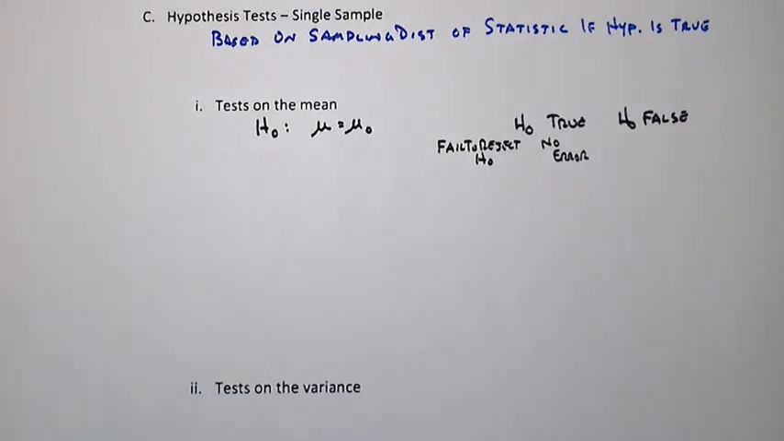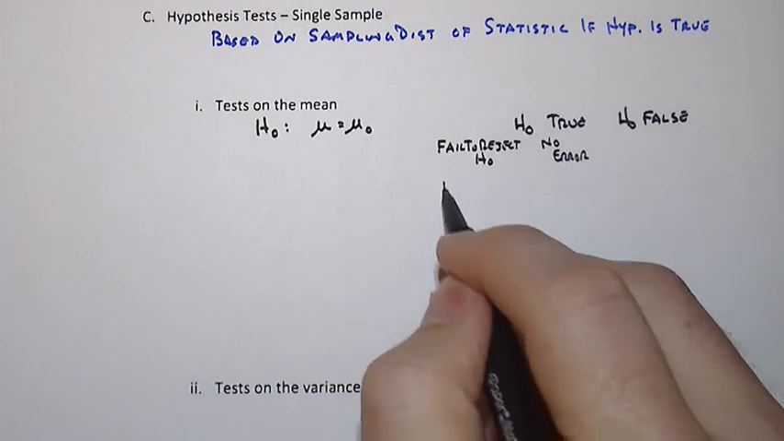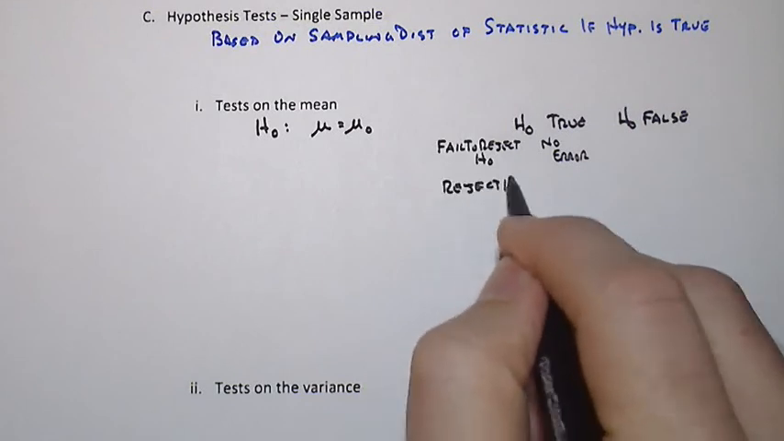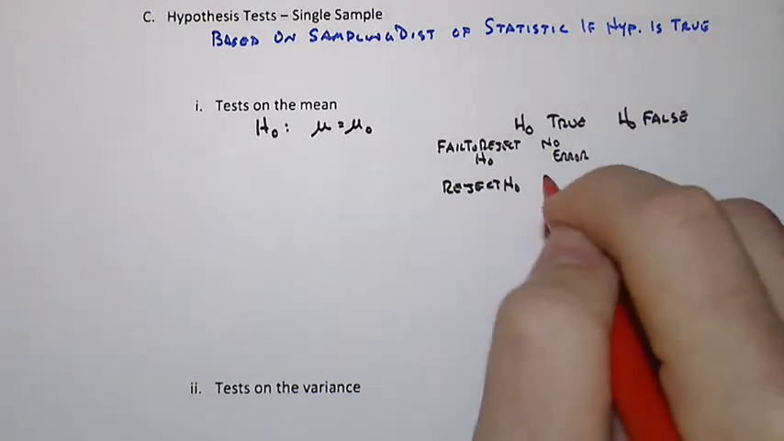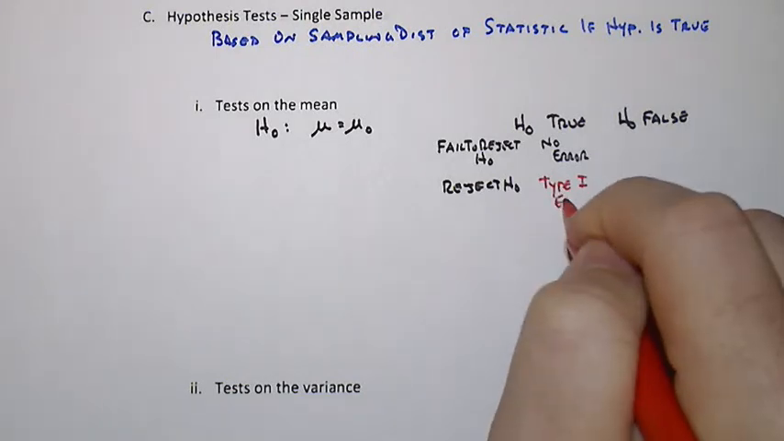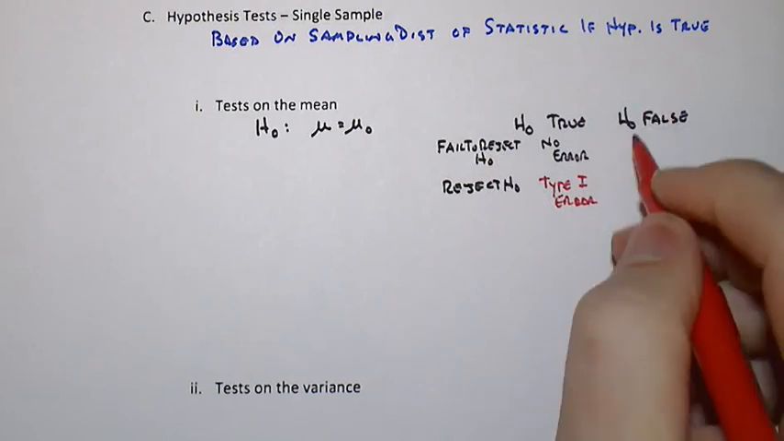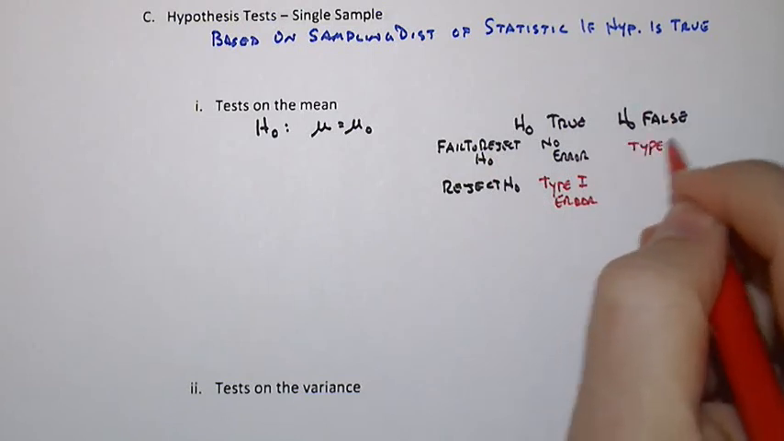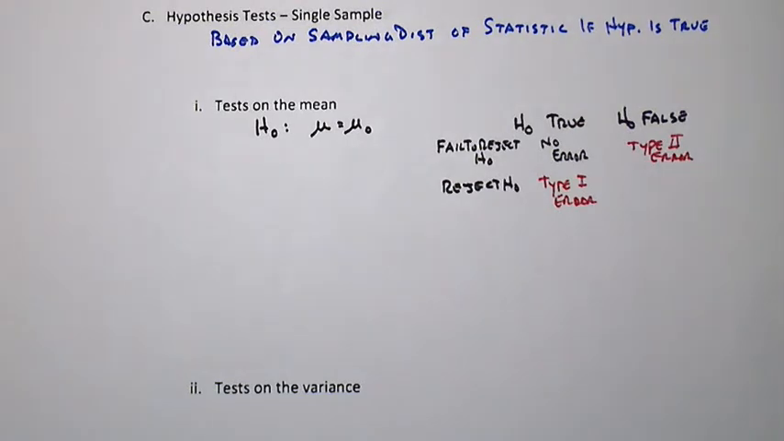And then the other situation is that, of course, we could reject our null hypothesis. But if our null hypothesis was actually true, but we rejected it, we called that a type 1 error. If we failed to reject it when indeed it was actually false, then we had a type 2 error. And if we rejected the null hypothesis and it really was false, then of course there's no error involved.